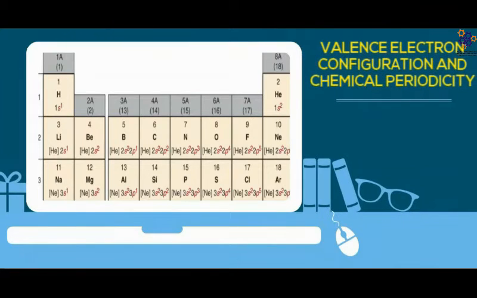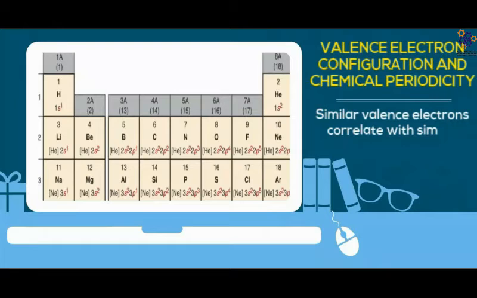Valence electron configuration and chemical periodicity. Elements with similar valence electrons correlate with similar chemical behavior.